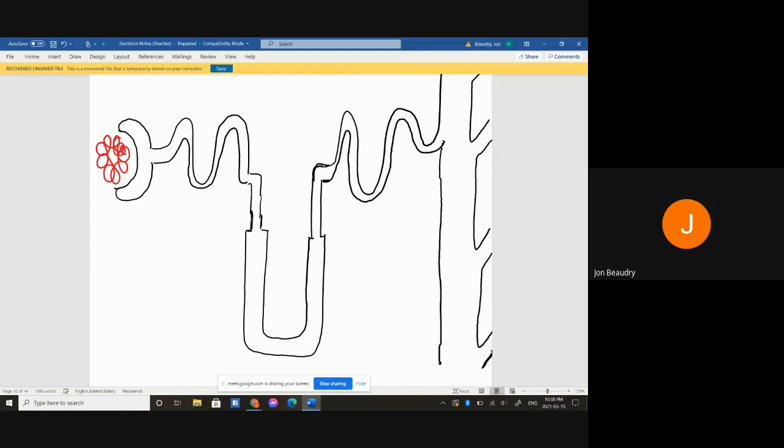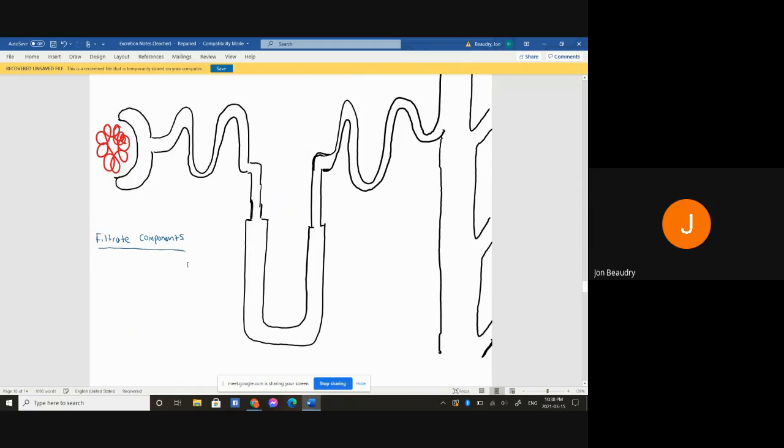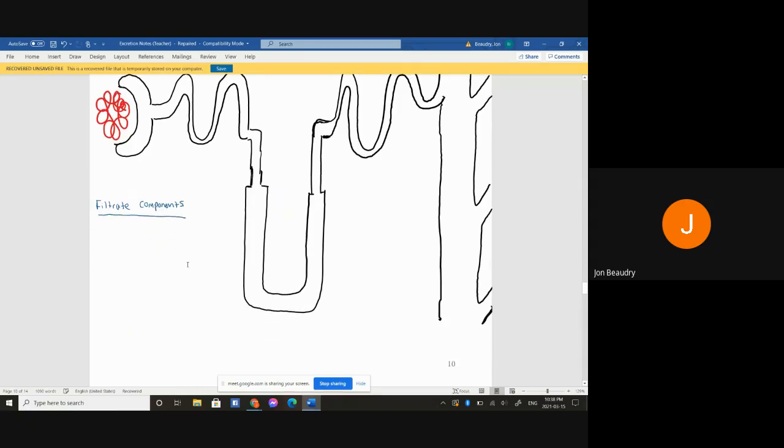Now, what we're going to add is a little list on the bottom left here that is filtrate components. And again, just make sure that we add this in as well. And essentially what we're going to do is we're going to tick these boxes off after we label them.